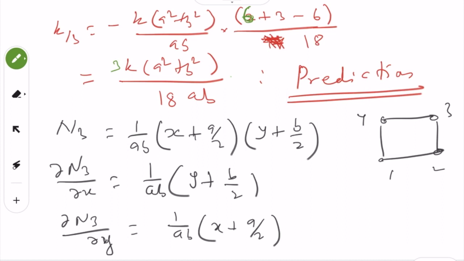So the value should have been equal to K times (A square plus B square) divided by 6 AB. So this is the correct answer, K (A square plus B square) over 6 AB. So our prediction should have been this one.